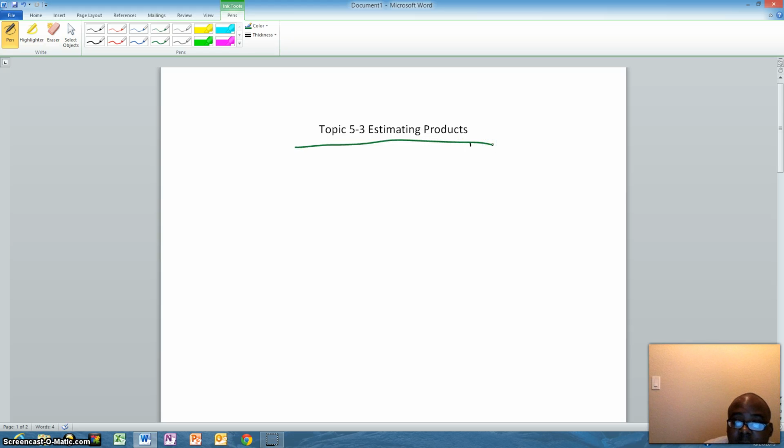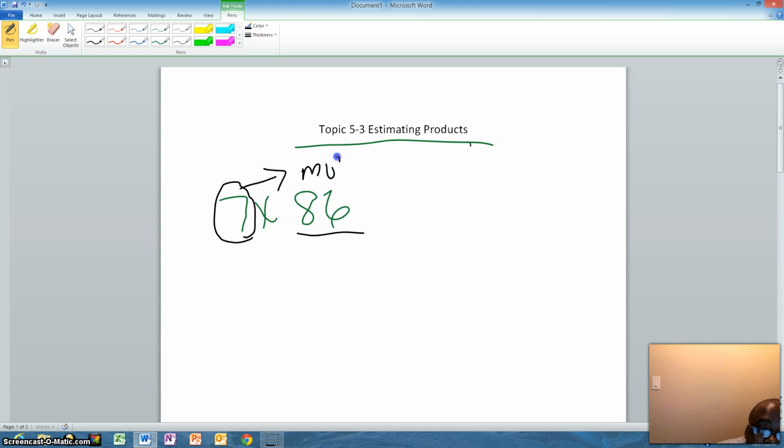Right. So let's work through a couple of examples just to make sure that you're on the right track today. Our first example is going to be 7 times 86. Now you remember that we only round one number, and we're going to always round the biggest number. We will not round the 7 because remember the 7 is our multiplier. Okay? So we're going to round 86.